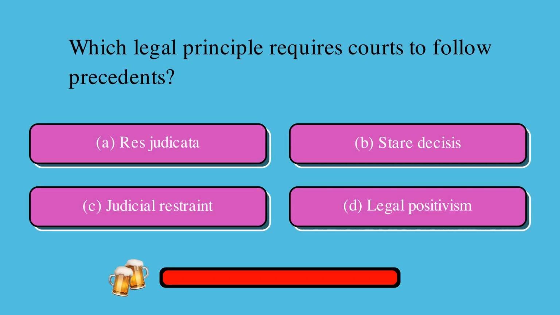Which legal principle requires courts to follow precedents? Is it A, res judicata, B, stare decisis, C, judicial restraint, or D, legal positivism? The correct answer is B, stare decisis.